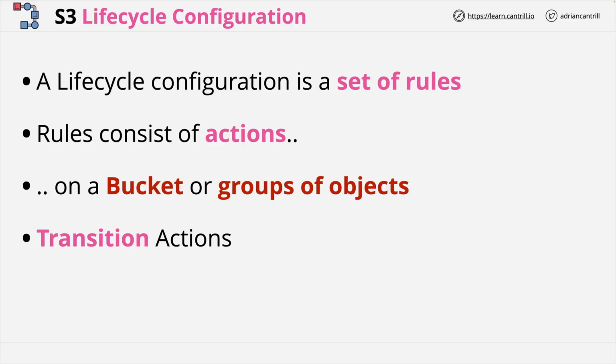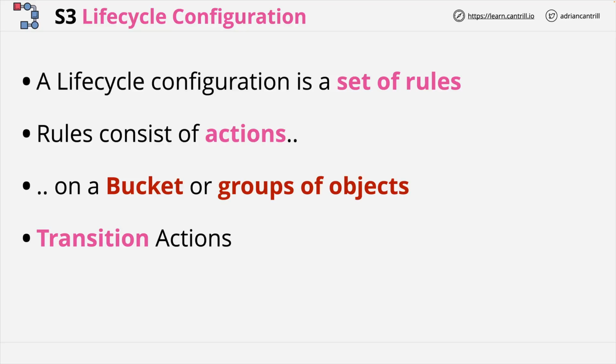So an example of this is that you could transition objects from S3 standard to, say, S3 infrequent access after 30 days. And you do this if you're sure that the objects will be more infrequently accessed after that initial 30-day period. You could then maybe transition the objects from infrequent access to S3 Glacier Deep Archive after 90 days, when you're certain that they will be rarely, if ever, accessed after that point.